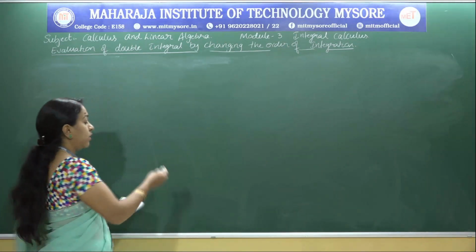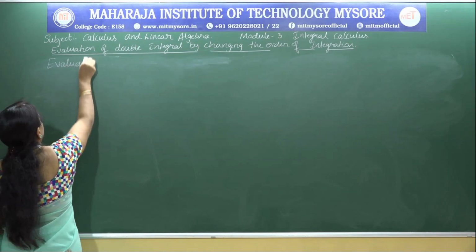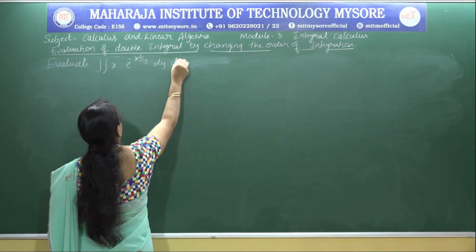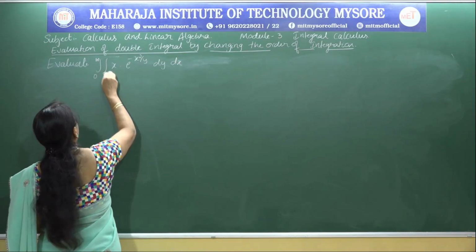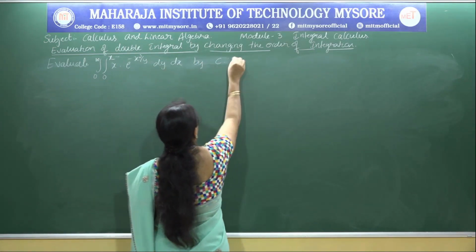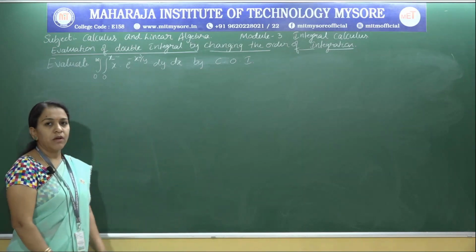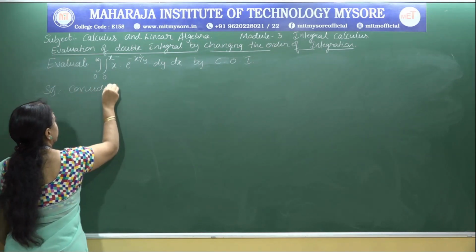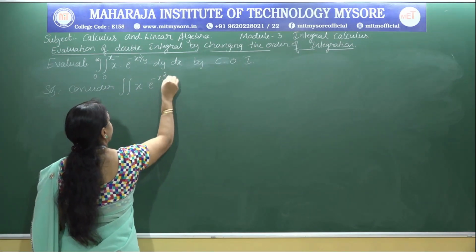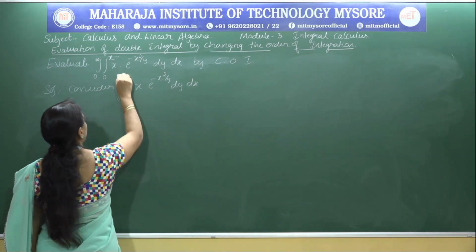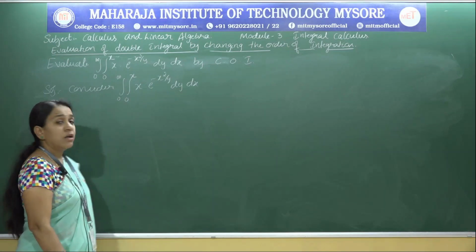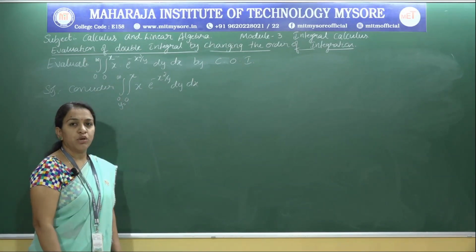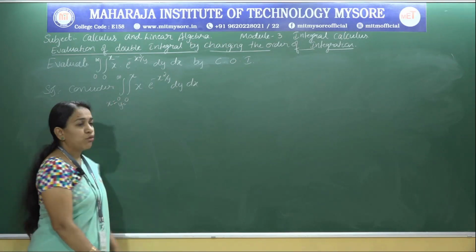Now solve the next one. Evaluate the double integral x into e power minus x square by y dy dx between the limits 0 to infinity and 0 to x by changing the order of integration. So consider the given double integral. Since we have x in the limit place, this should be the y limit. y varies from 0 to x and then x varies from 0 to infinity.